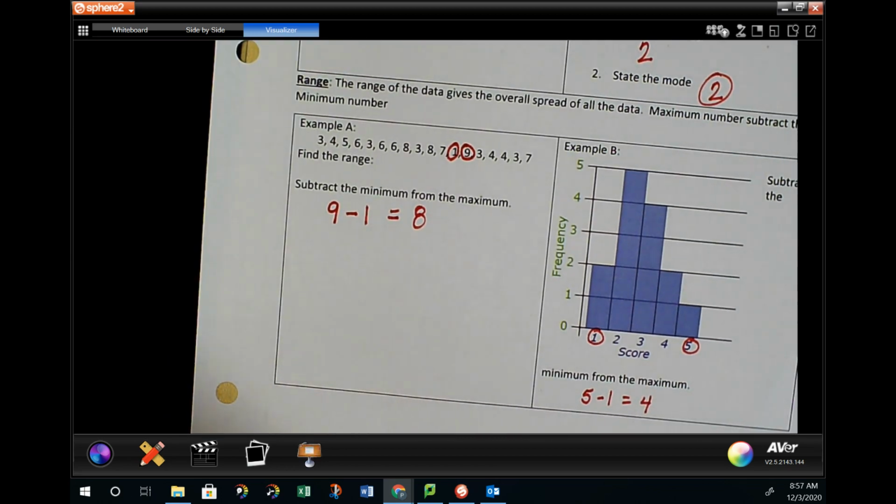So that's just a little recap of what you did in middle school. It's been a long time, because now you're juniors in high school. So this is why we just recapped how to find those particular things.